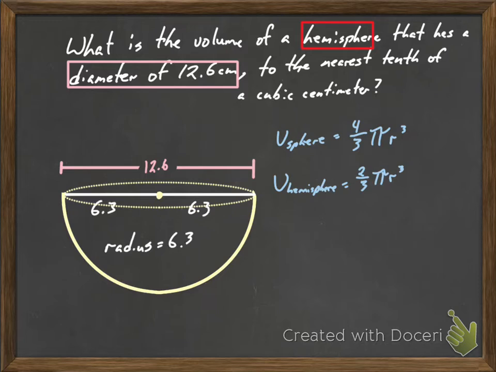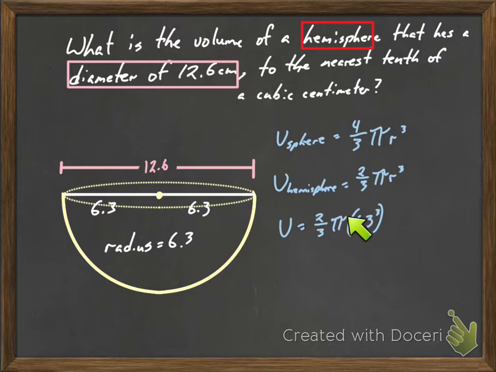Well, the radius is half of the diameter. 12.6 divided by 2 is 6.3. So that's the radius of the hemisphere. So that's what I'm going to plug into this formula right here, 6.3. So the volume is 2/3 pi times 6.3 cubed.